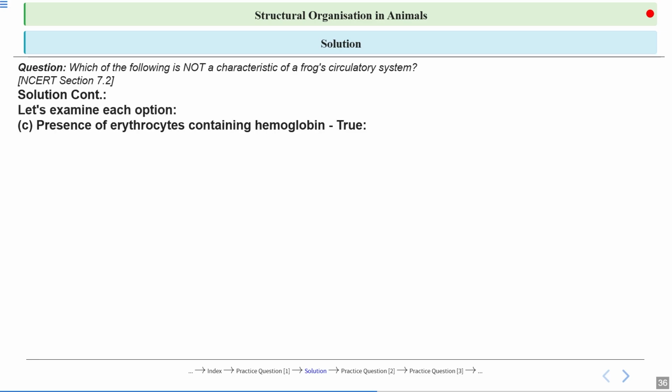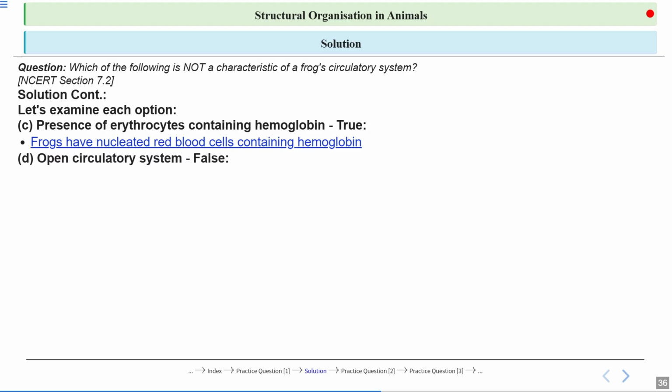Presence of erythrocyte containing the hemoglobin. This is again true. Frogs have nucleated red blood cells containing hemoglobin. This is again a very important feature. They are having nucleated red blood cells. In the case of human, the red blood cells are not nucleated. It is called enucleated, means it is not having nucleus, right?